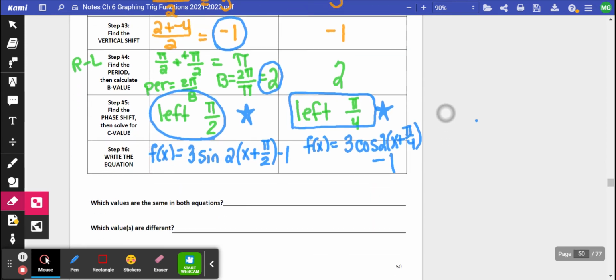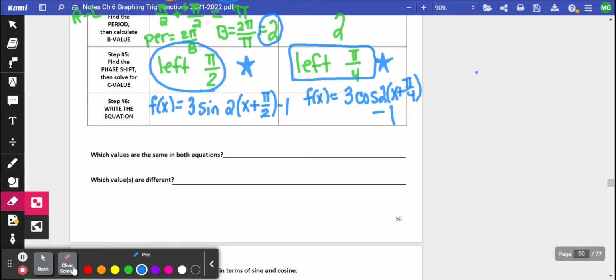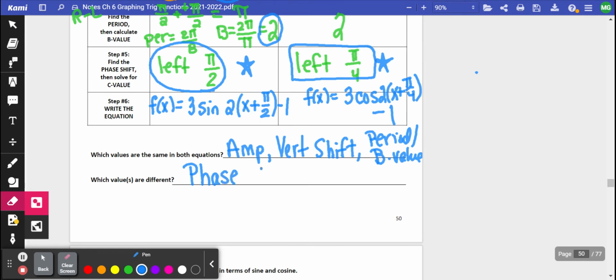Okay, but certain things will be the same. So looking at the equations, the amplitudes of the two are the same. The vertical shifts are the same. The period or the b value, those are the same. Really, the only thing that was different was the phase shift. Okay, how far to the left or right did the functions go? They will never be the same. And just keep in mind that sometimes one could be positive and one could be negative. So that could be different as well, depending upon what curve you choose in your initial step.